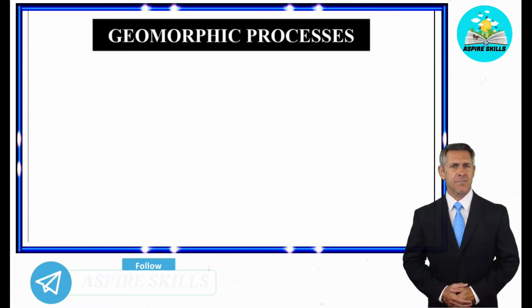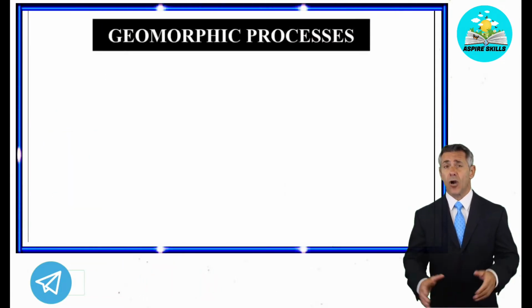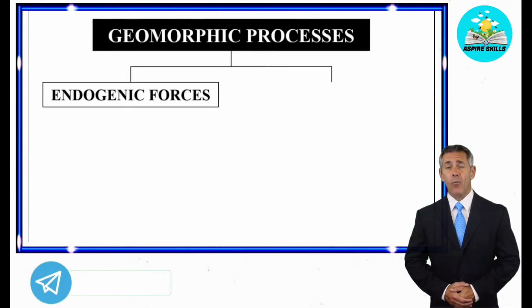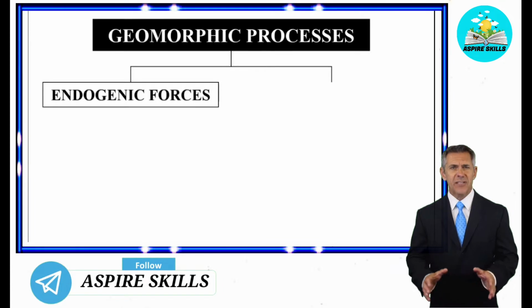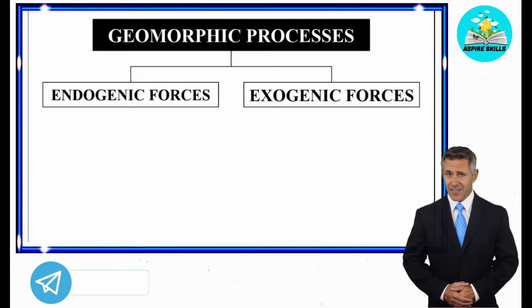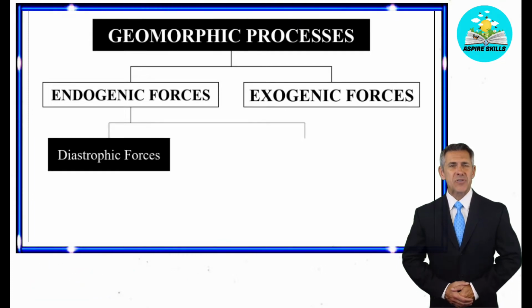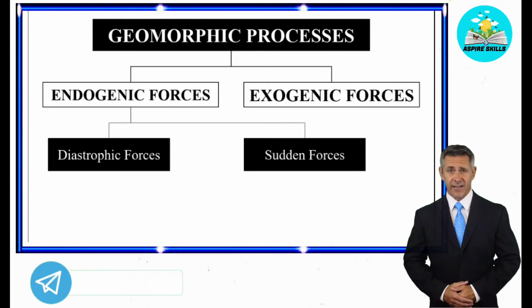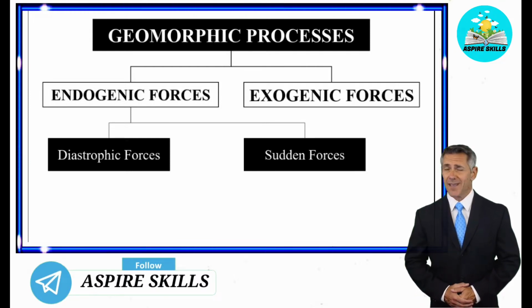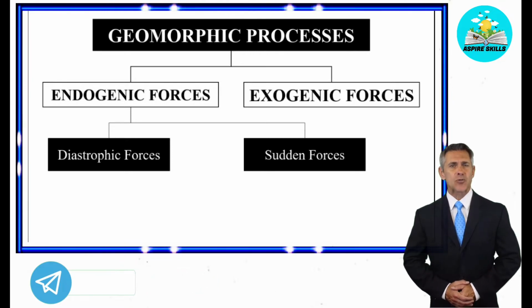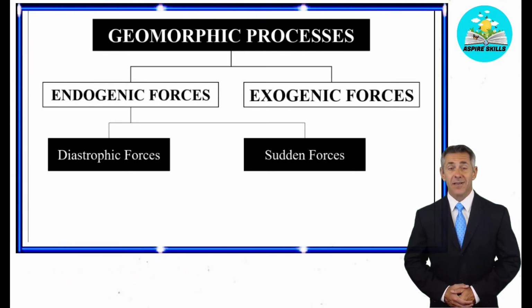Now we know what are endogenic and exogenic forces and the difference between them. Let's see their classification. We know that the geomorphic forces are divided into endogenic and exogenic forces as said before. The endogenic forces are further divided into two. They are diastrophic forces and sudden forces. Diastrophic forces are the vertical and horizontal movements inside the Earth that affect the globe on a large scale and produce relief features like mountains, plateaus, plains, falls, etc. These forces are very slow and take thousands of years to be recognized.